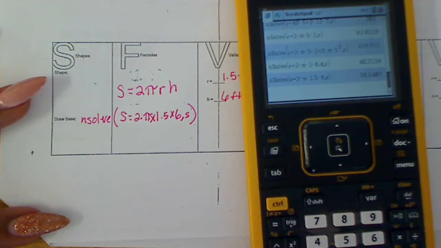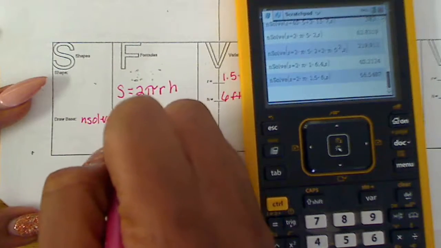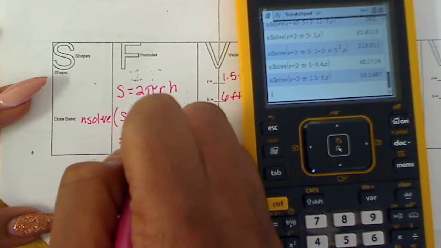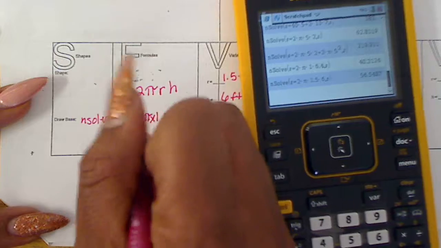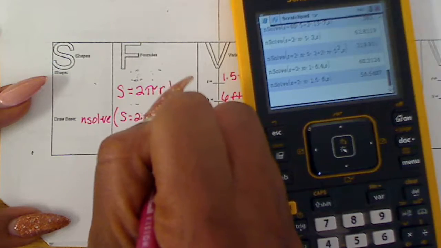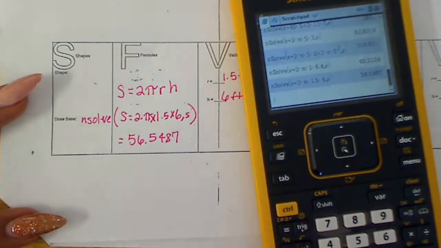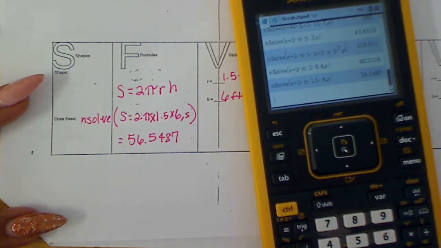56.5487. What answer choice is that? A. Again, it doesn't match exactly, but it's incredibly close. See how close that is? It's no other answer choice. You're not going to get it confused with the other ones, okay?